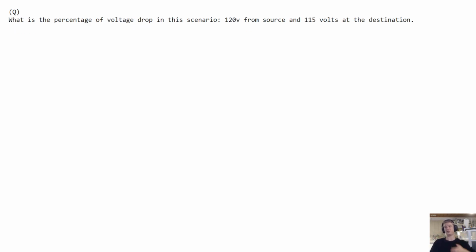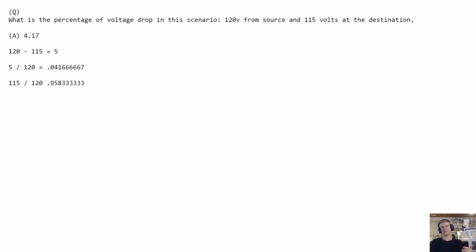Next, what is the percentage of voltage drop in this scenario? 120 volts from the source and 115 volts at the destination. Of course, a very basic way of explaining percent is, okay, you'd get the smaller number and divide it by the whole number. But we're not looking for 115 volts versus 120 volts. We're looking at the percentage of voltage drop. There's not 115 volts of voltage drop with the difference of 120 and 115. There's only 5 volts of voltage drop. So when we want to find out the percentage, we're going to divide from that difference, not the 115. So we're going to divide 5 by 120.